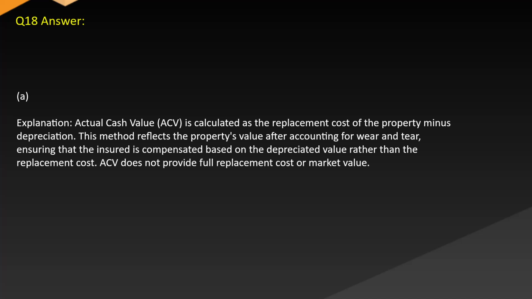Answer: A. Explanation. Actual cash value (ACV) is calculated as the replacement cost of the property minus depreciation. This method reflects the property's value after accounting for wear and tear, ensuring that the insured is compensated based on the depreciated value rather than the replacement cost. ACV does not provide full replacement cost or market value.